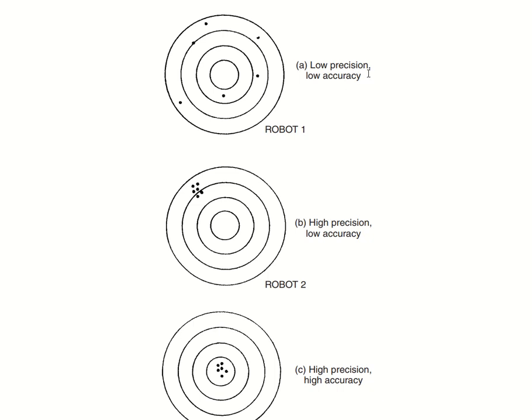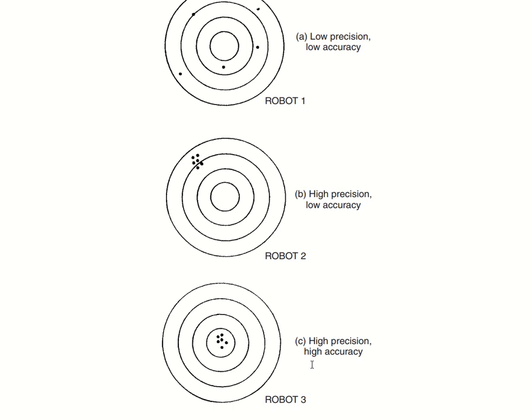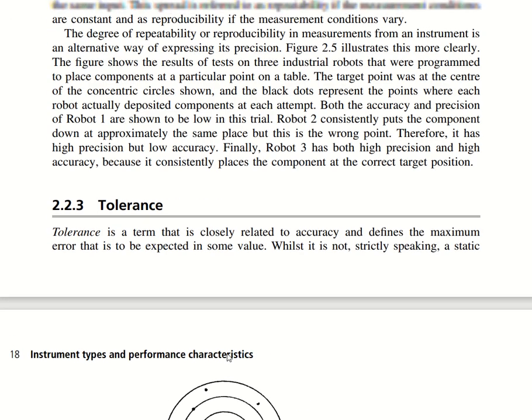So here you can see low precision, low accuracy, right? Everything is scattered. When we have high precision but low accuracy, everything would be clustered together, but still not on target. But the robot with high precision and high accuracy means it is hitting the target repeatedly, with high precision.